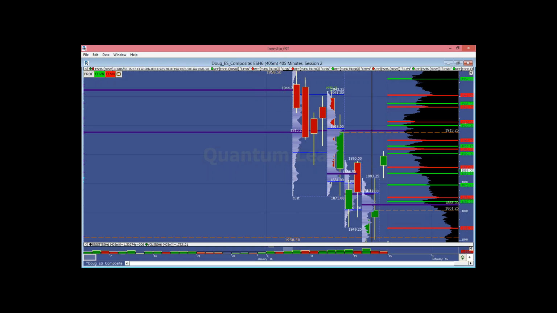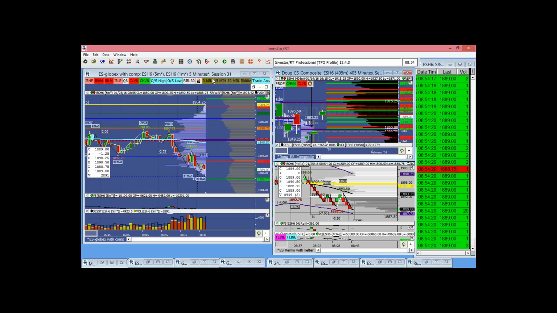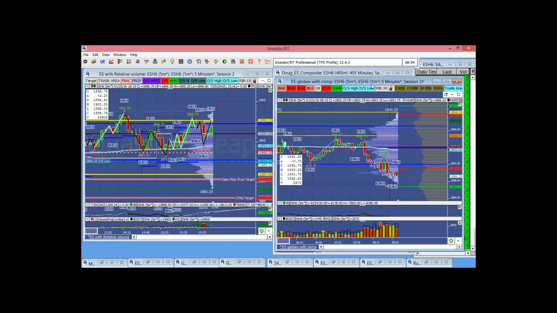So let's take a look at the overnight. Obviously, we've got possibility that we're going to put a lower low in overnight, but our overnight high is pretty much intact. So we'll go ahead and put the overnight high in here at 04.25. We could possibly get a VPOC shift down to this 1890, but right now it's up at 1896.